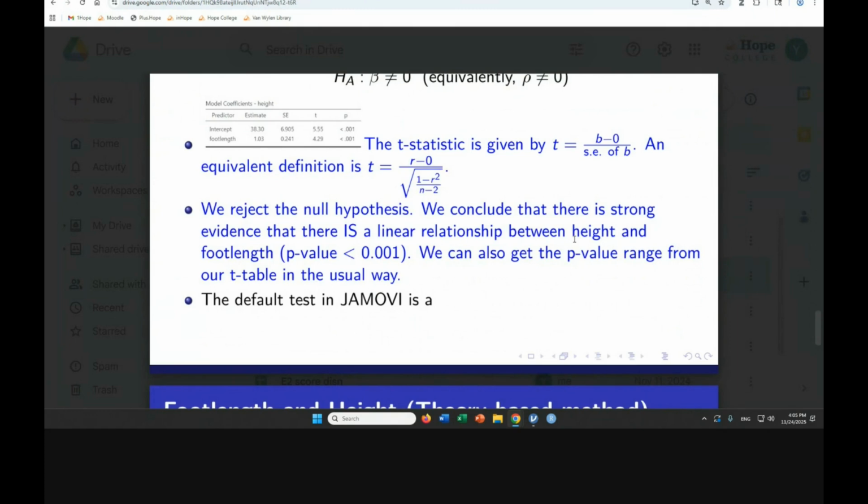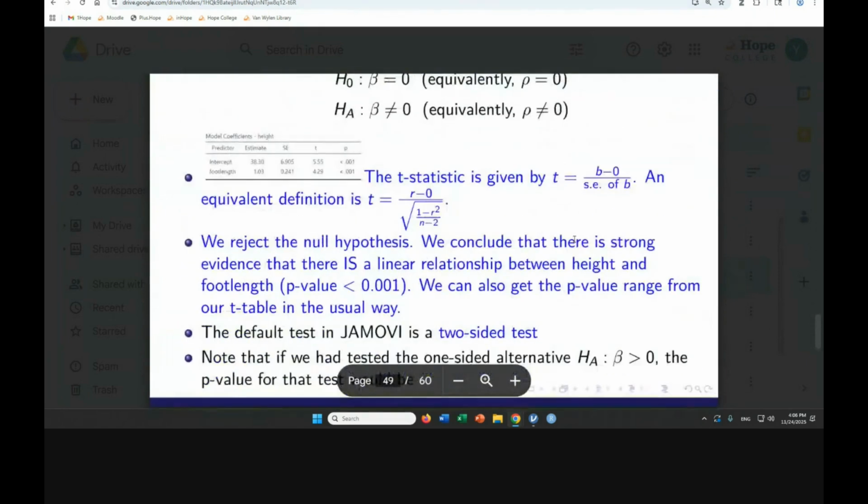R calculates it for you. I said R, sorry. Freudian slip, right? Because I use R in every other class, not Jamovi. Okay, Jamovi says it's 4.29. Do you see the p-value, less than 0.001, is reported as well? This is for the default test in Jamovi, which is two-sided. Remember that. Jamovi gives you the p-value for a default two-sided test.